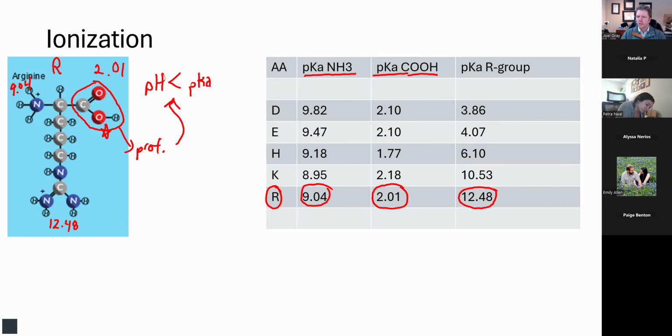Would we be given a table like this on the test with the pKa's? 100%. I'm not asking you to memorize pKa values.